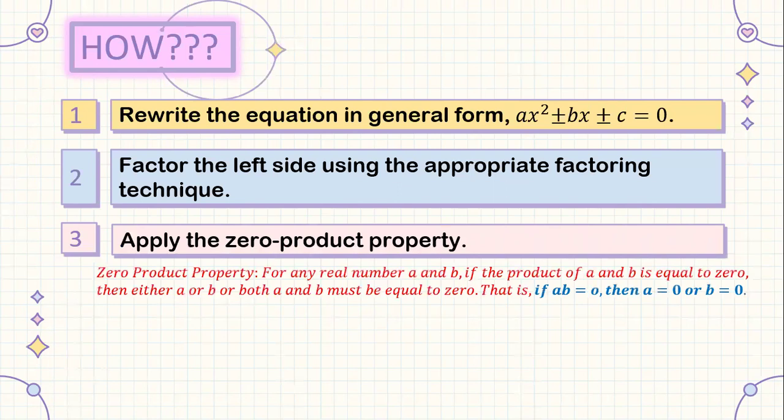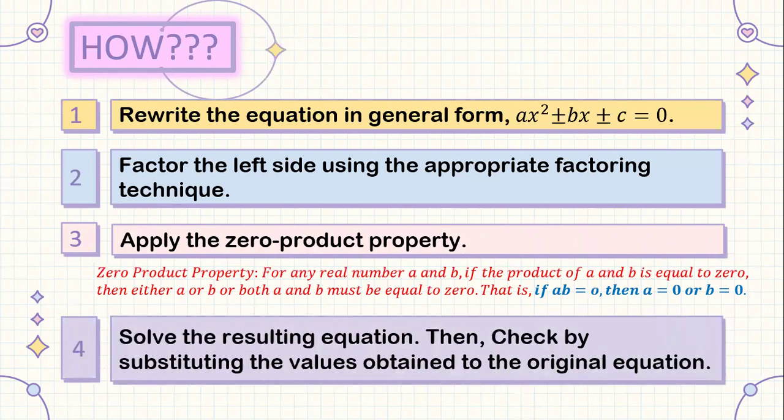Take note that zero product property, for any real numbers a and b, if the product of a and b is equal to 0, then either a or b, or both a and b, must be equal to 0. That is, if ab is equal to 0, then a is equal to 0, or b is equal to 0. Number 4, solve the resulting equation, then check by substituting the values obtained to the original equation. So let's apply these steps in solving quadratic equation by factoring method.